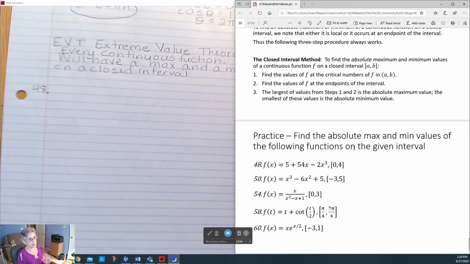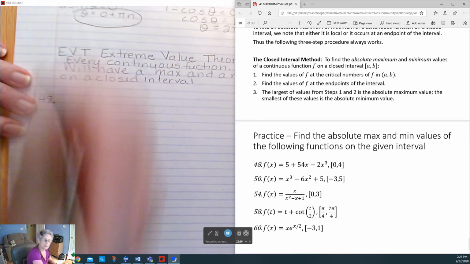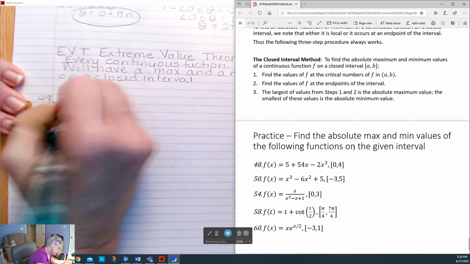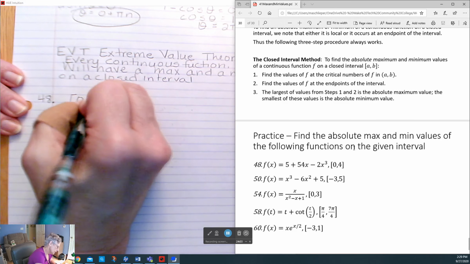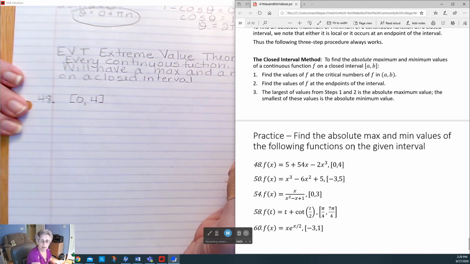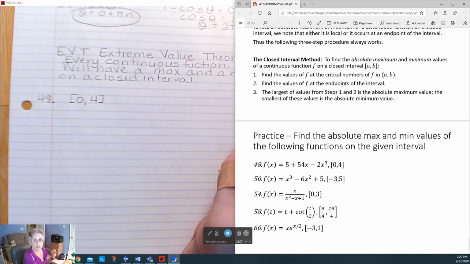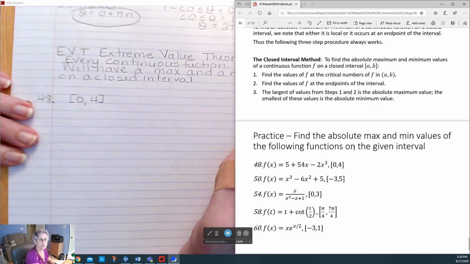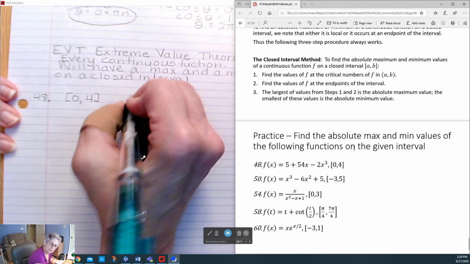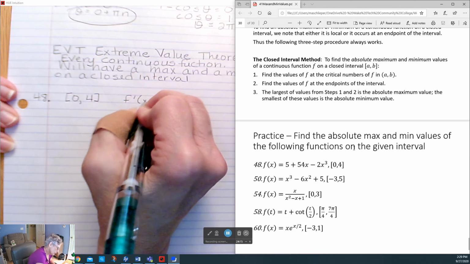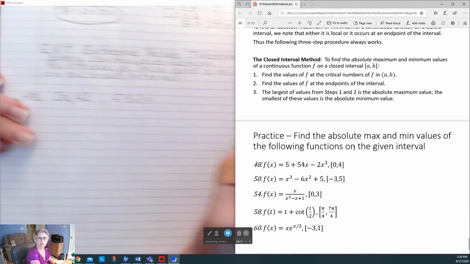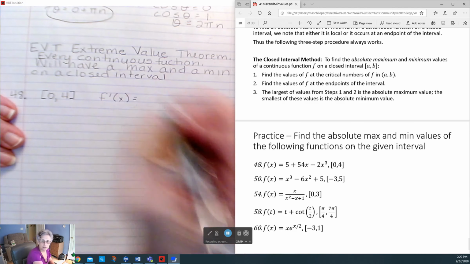So I usually set myself up a little table for these. But first thing I'm going to do is find the critical values. I'm going to write down my interval just so I keep it in mind. So I'm only interested in stuff that's happening between 0 and 4. My function is given. I'm going to go ahead and just write down the derivative of it.